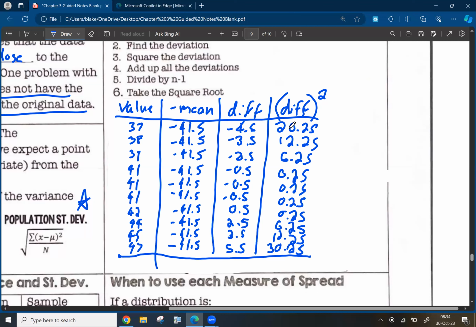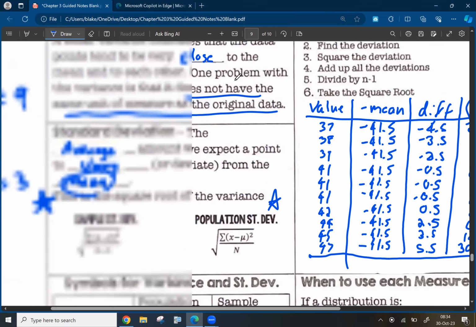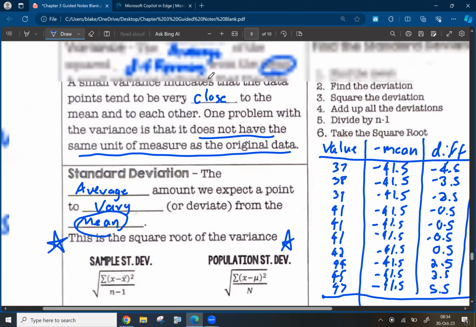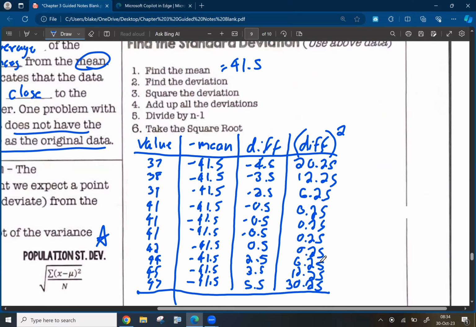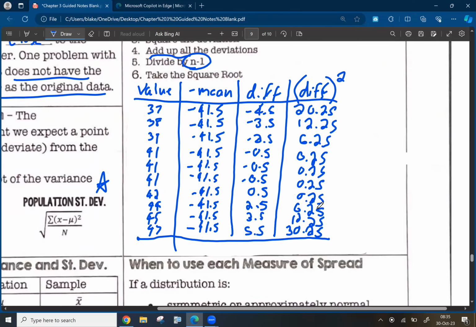All right, so remember what the variance is. The variance is the average of the squared differences from the mean. So here are my squared differences. Now I want to find the average of them. But to do that, I need to add them all up. And then we're going to divide by something interesting: n minus 1. We'll talk about that in a second. But let's add these all up real quick. If you add up all of these squared differences, that comes out to a grand total of 88.5.